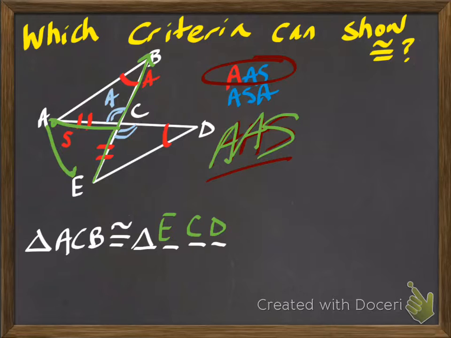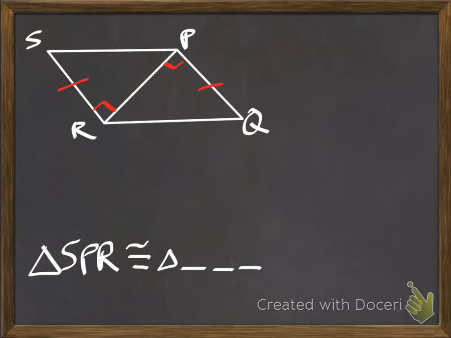So next is another example. I'd like you to draw it. Perhaps if you're watching, pause the video and see if you can come up with, first of all, which criteria, if any, and then complete the congruent statement if they are for sure congruent.